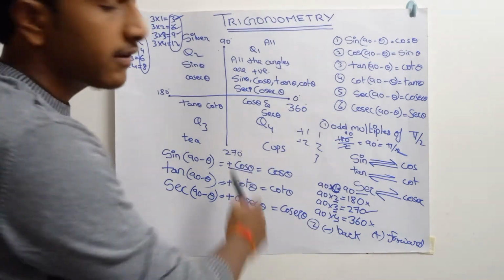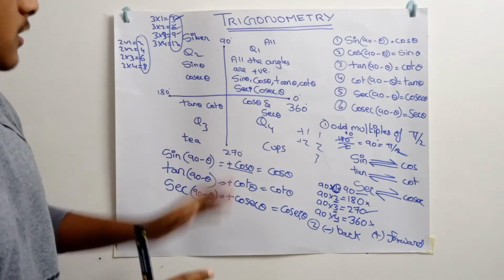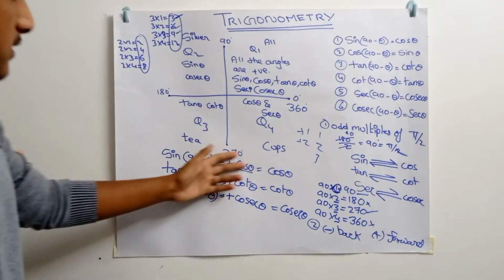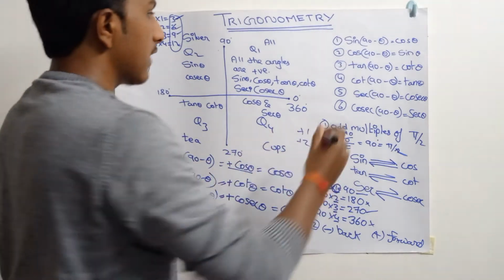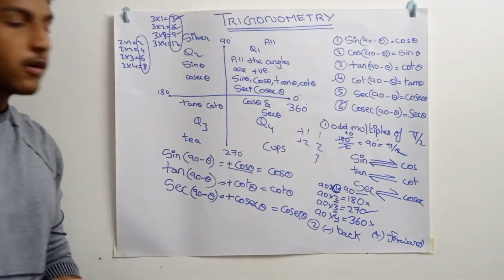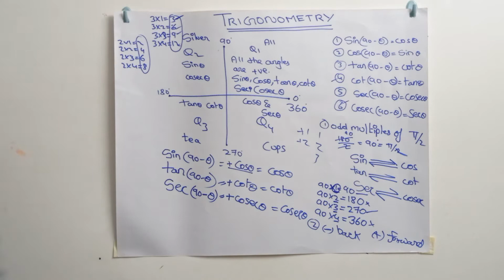Guys, are you clear with this? Just watch this for 2 to 3 minutes and try to practice it. You guys also try with cot and cosecant. I am giving you 3 minutes. Come on, try with cot and cosecant. Then we'll move to the next angles.